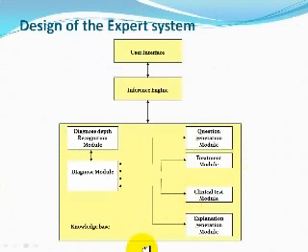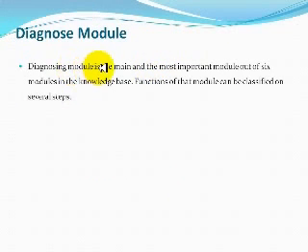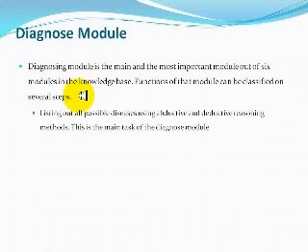Here you can see a basic design structure of the expert system. You can see all three components and how they are divided into sub-components as well. Now let's consider these components one by one. Let's see the modules in the knowledge base in detail. Diagnose module: the diagnosing module is the main and most important module out of the six modules in the knowledge base. The functions of that module can be classified into several steps.